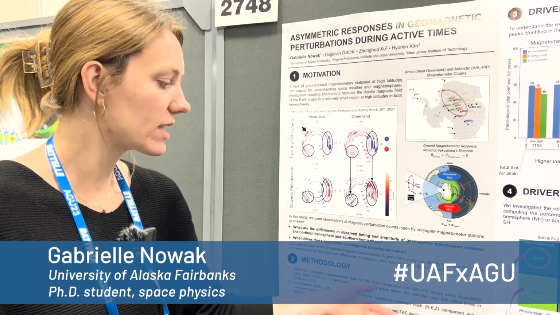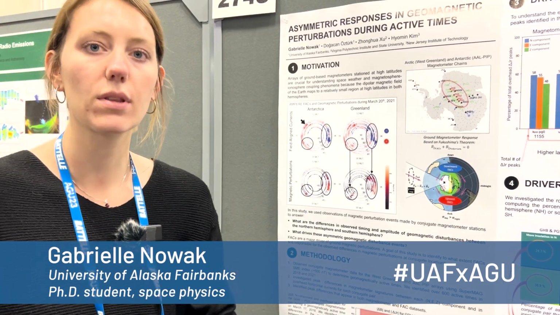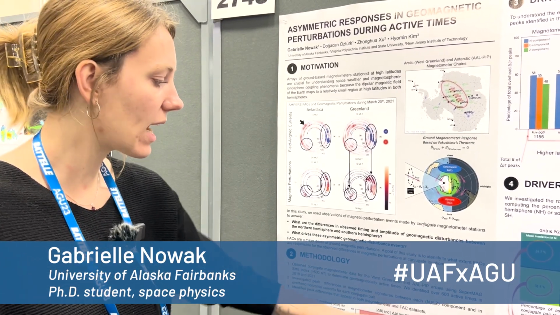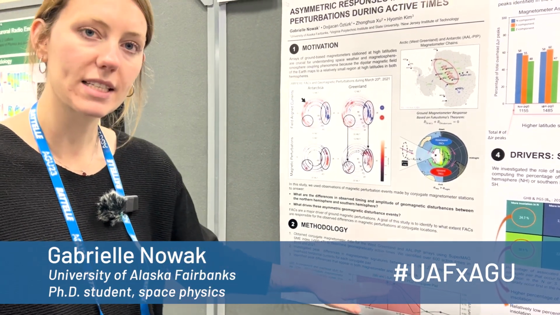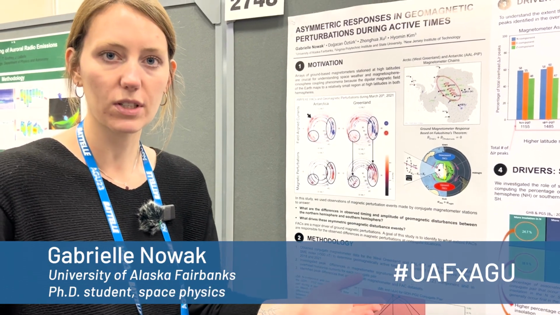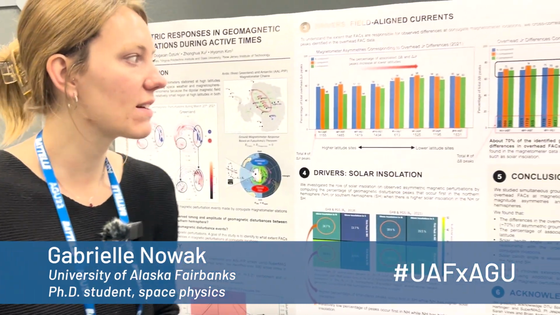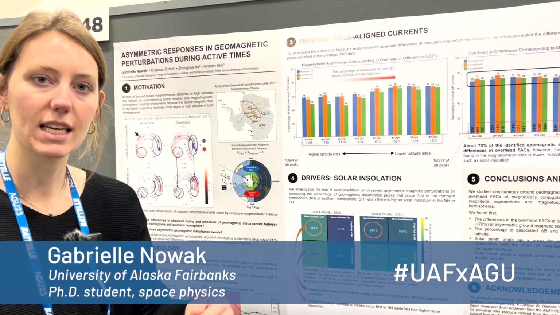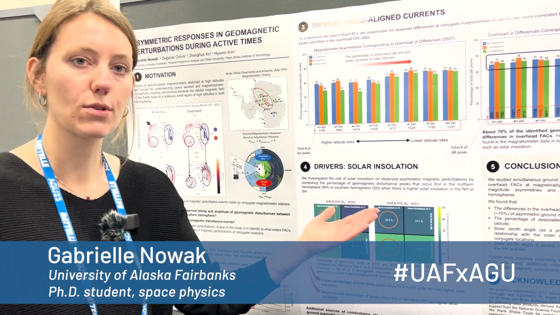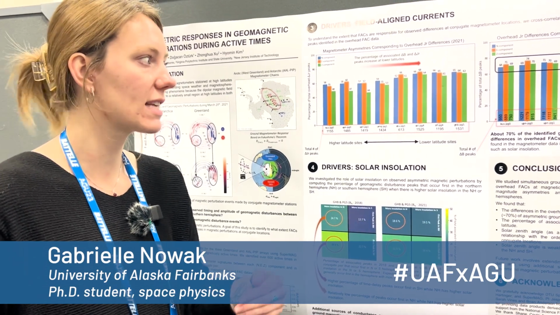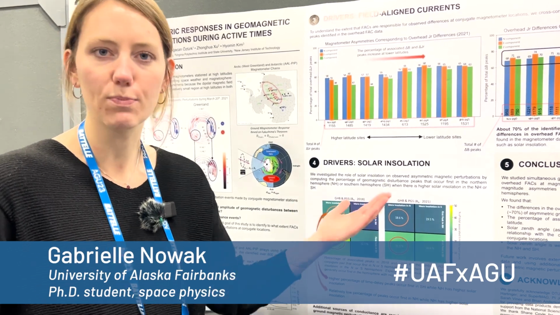So what we've done is we've looked at the overhead field line currents from AMPERE, and we looked at the difference between the north and south overhead field line currents at the same time as the magnetometer differences. And so we tried to identify when these peak differences in the overhead field line currents correspond to peak differences in the magnetometer data. And what we found was that about 70% of the identified peak differences in the magnetic field data correspond to peak differences in the overhead field line currents, which means that these overhead field line currents are a major driver of these asymmetries that we see in the magnetometer data, which is expected.